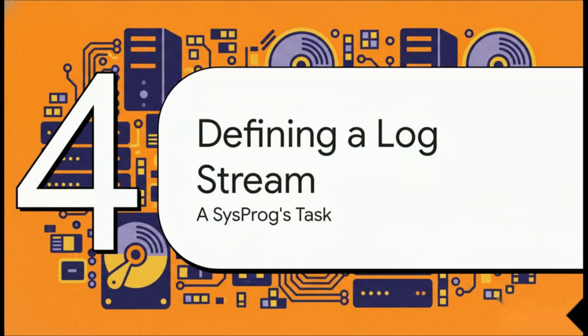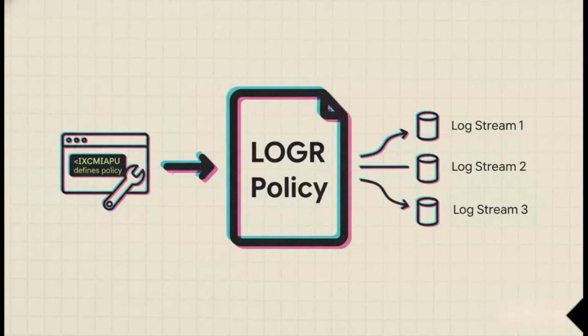Let's get our hands dirty. How does a systems programmer actually go about creating one of these things? So the master control file for all of this is something called the logger couple dataset. You can just think of it as the rulebook, or the logger policy, for the whole Sysplex. And the tool you use to edit this rulebook and define your log streams is a handy utility called IXMIPU.